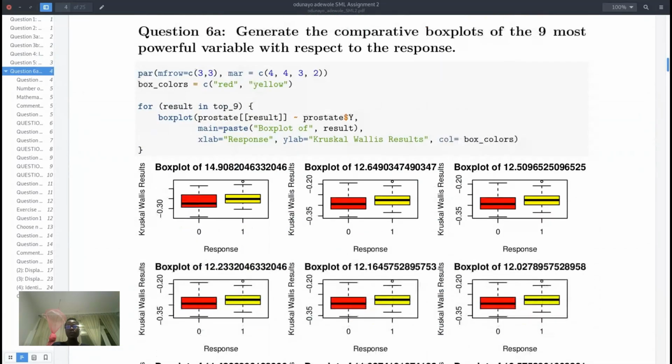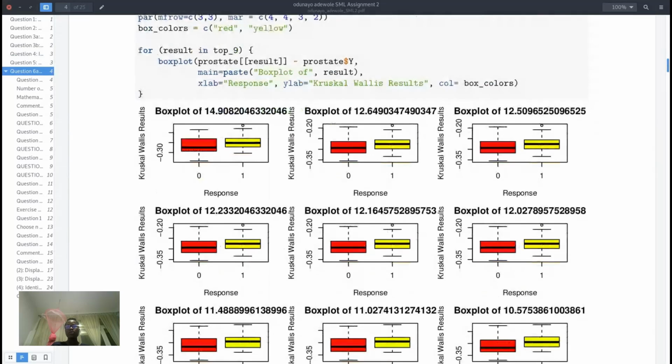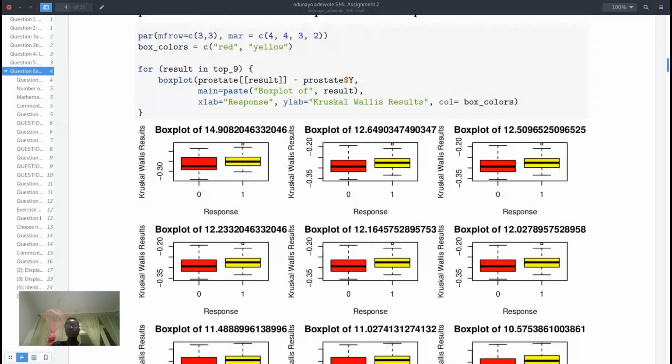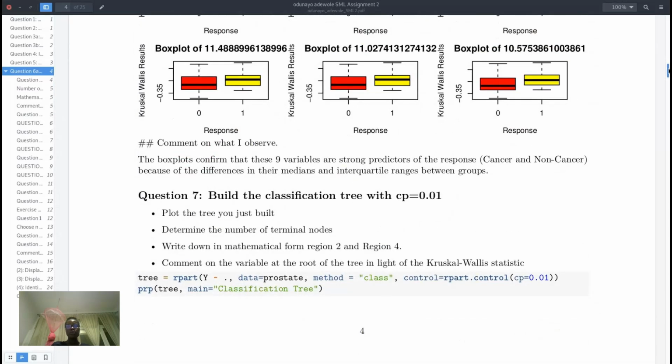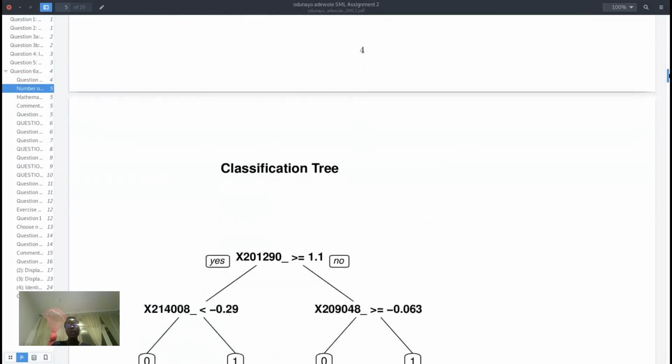Now moving on, this is the box plot representing my strongest predictors. You can see that the median and the interquartile range were able to support that they are actually the strongest predictors that are able to separate my response variable.